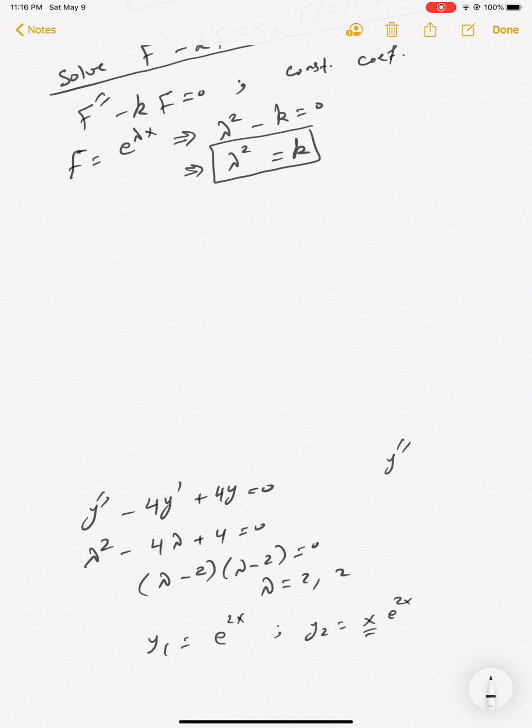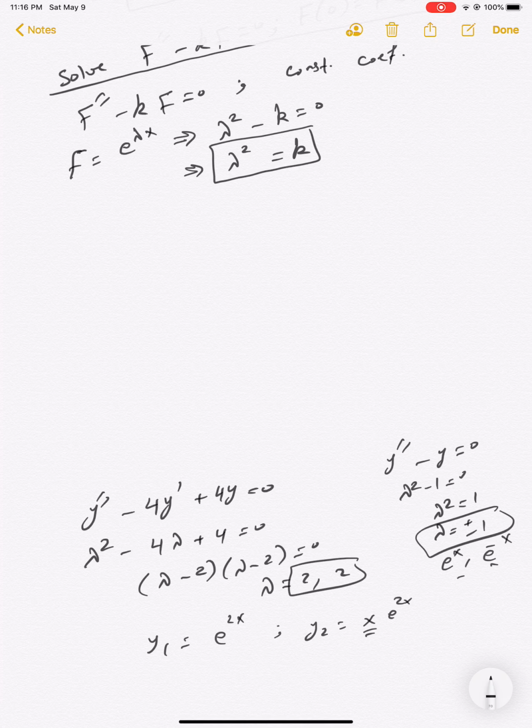While, for example, if you have y'' - y = 0, and the characteristic equation is lambda squared equals 1, so lambda is plus or minus 1. In this case, you have two different solutions, e to the x and e to the minus x. So it's very important to distinguish between having the same root repeated or different roots, because when you have the same root, then you will need to multiply the first solution with x. This is very important to remember from differential equations.